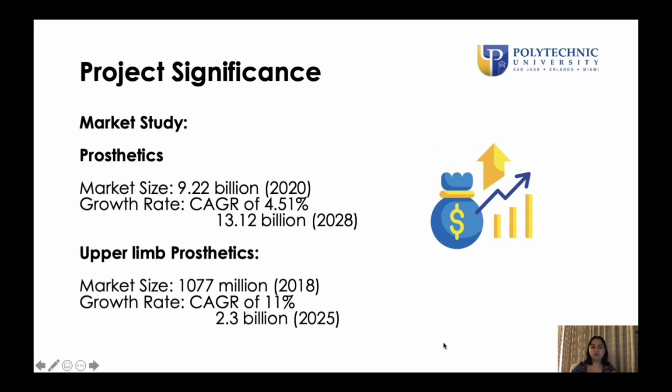The market size for prosthetics in 2020 was $9.22 billion. For 2028, it is expected to be $13.12 billion with a compound annual growth rate of 4.51%. For upper limb prosthetics, the market size was $1,077 million in 2018. By 2025, it is expected to be $2.3 billion with a compound annual growth rate of 11%.